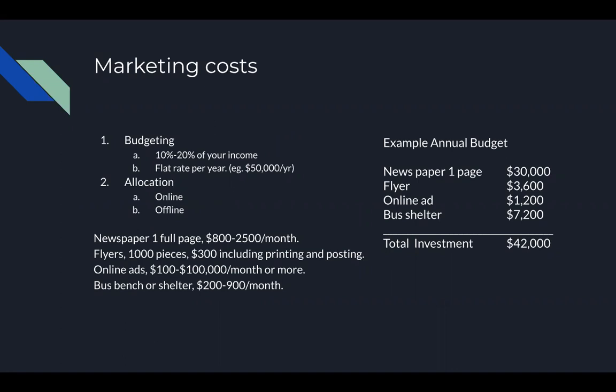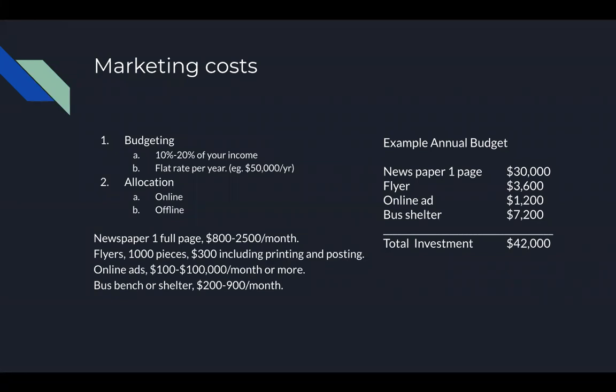When you're doing marketing, there are costs involved, so you have to make a really good budget. You should probably put away 10 to 20% of income, or a flat rate per year, say $50,000 per year for your marketing cost, and allocate your time, energy, and money between online and offline budgets.